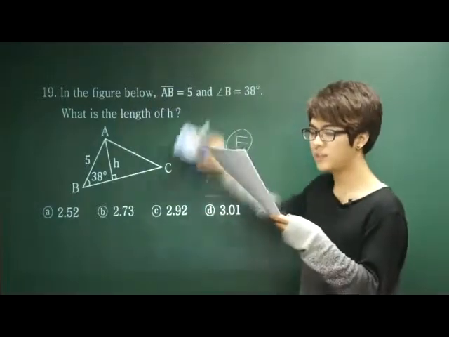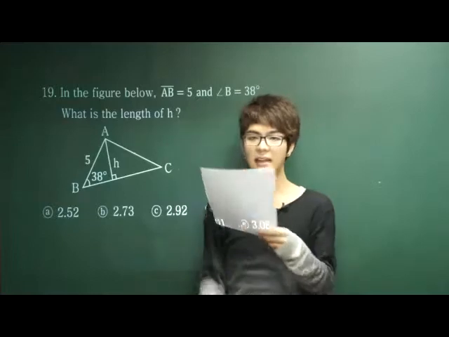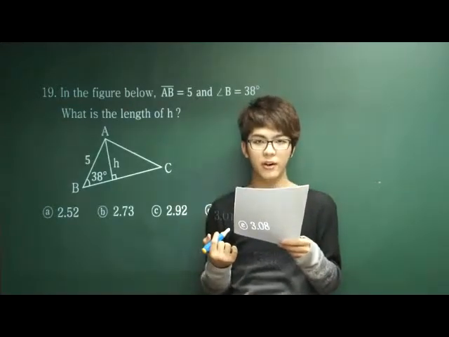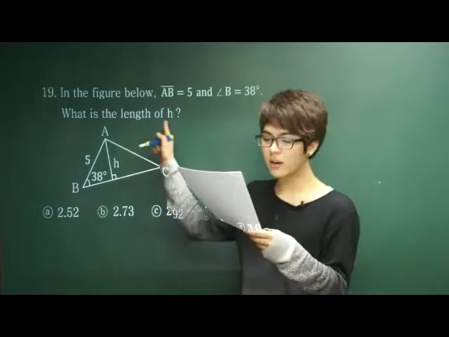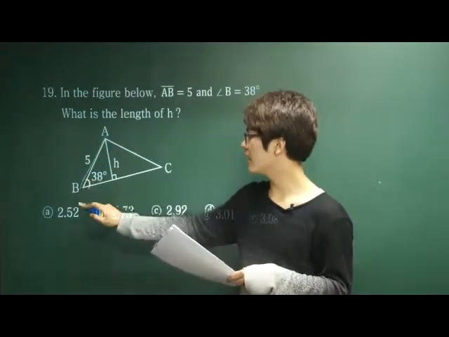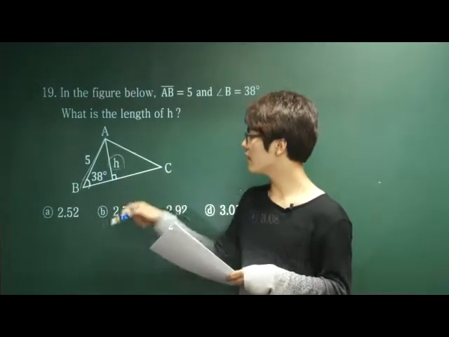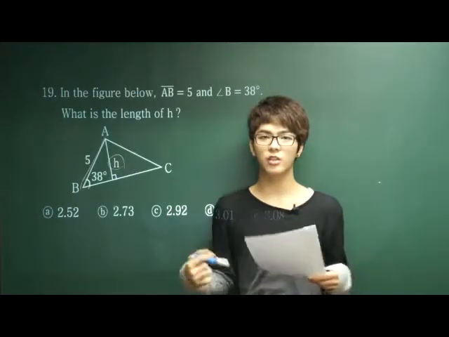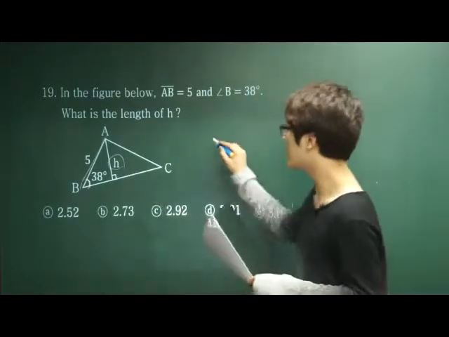Okay, let me read a question. In the figure below, the length of AB is equal to 5 and the angle of B is equal to 38 degrees. So, what is the length of h? In this triangle, we're given the length of AB and the angle of B, 38 degrees, and we are looking for the value of h. What value should we use? Should we use cosine, sine, or tangent? Right, we should use sine.